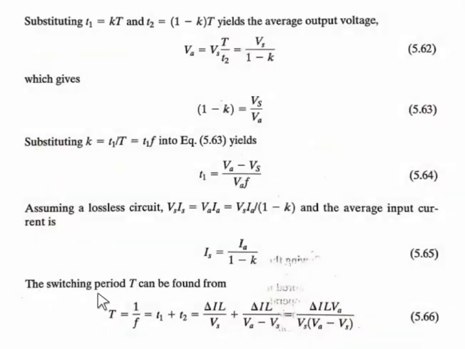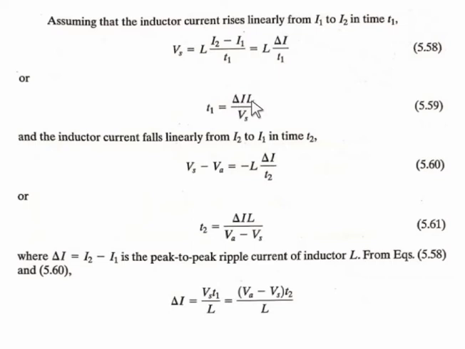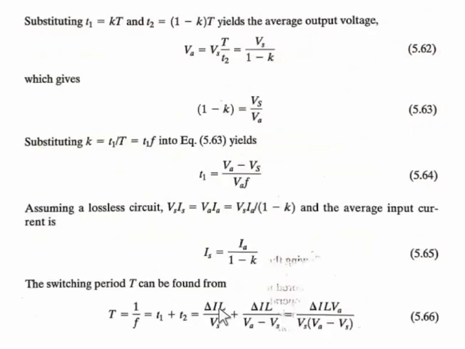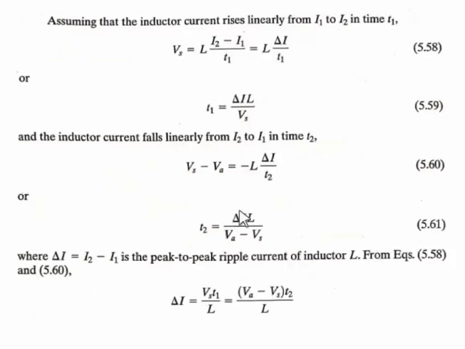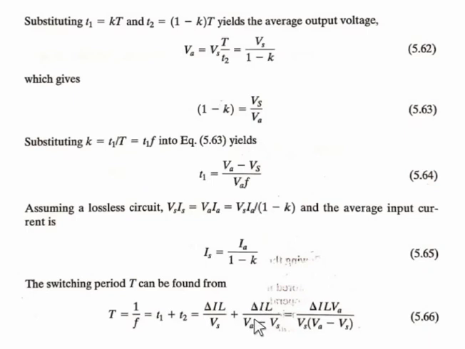The switching period T can be found from T equal to 1 by F, which is the summation of T1 plus T2. Now T1 equal to delta IL by Vs, and T2 equal to delta IL divided by (VA minus Vs). If we solve this equation, it becomes delta IL equal to VA divided by Vs in bracket (VA minus Vs).